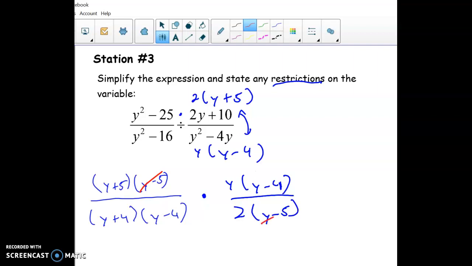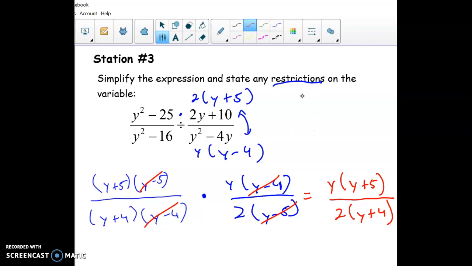Okay, now it's multiplication, so now I just cancel from the numerator to denominator. So y minus 5's cancel, y minus 4's cancel, and I think that's it. So up top we have y times y plus 5, and again we're going to leave it in factored form. The bottom is just a 2 times y plus 4, and again, leaving it in factored form. And I do that just to see if I missed anything and see if it would cancel.